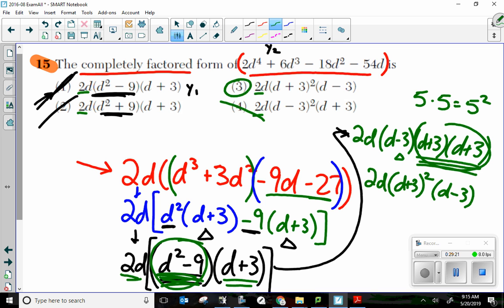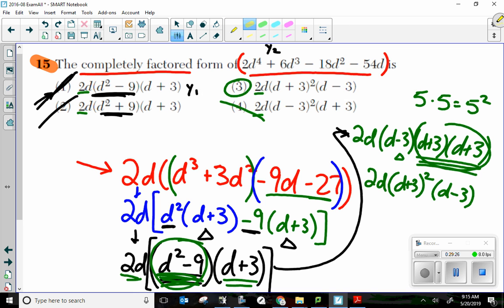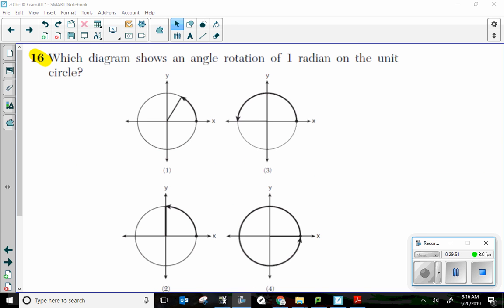The funny thing about this is if I were to use the graphing calculator and put this into y1 or y2, both this and this would have the same graph. The only difference is this one's completely factored because this is a difference of perfect squares. It can be factored again. Number 1, even though it's equal, is not completely factored. It's a great problem.